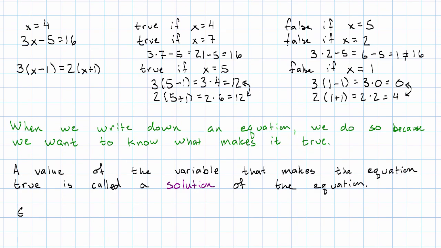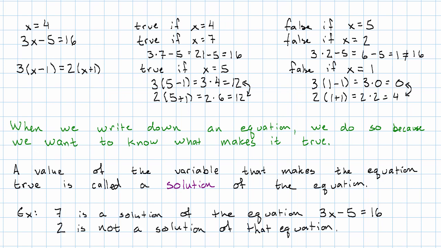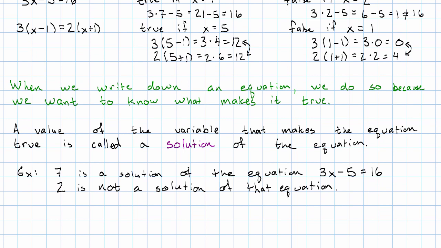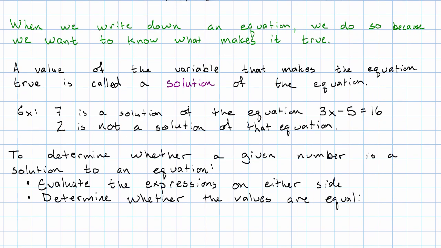In our example, we discovered that 7 is a solution of the equation 3x minus 5 equals 16. However, 2 is not a solution of that equation. 7 is a solution, 2 is not a solution. How did we determine that? To determine whether a given number is a solution to an equation, we simply evaluate the expressions on either side and determine whether the values are equal.